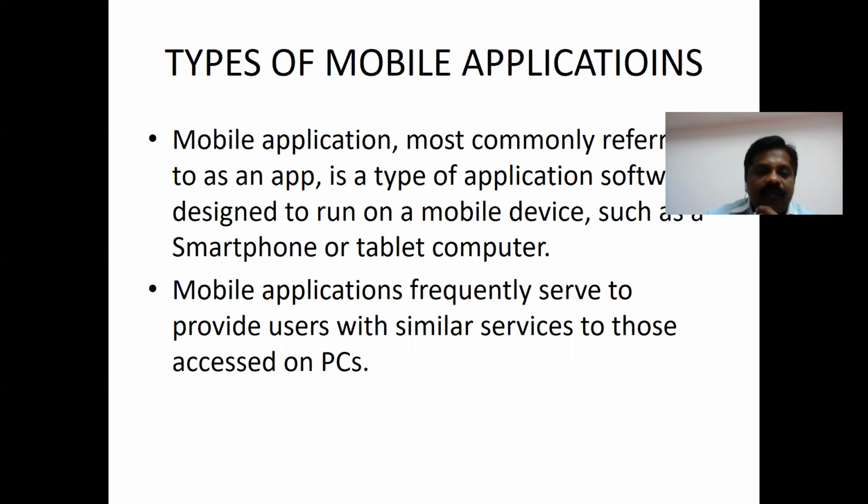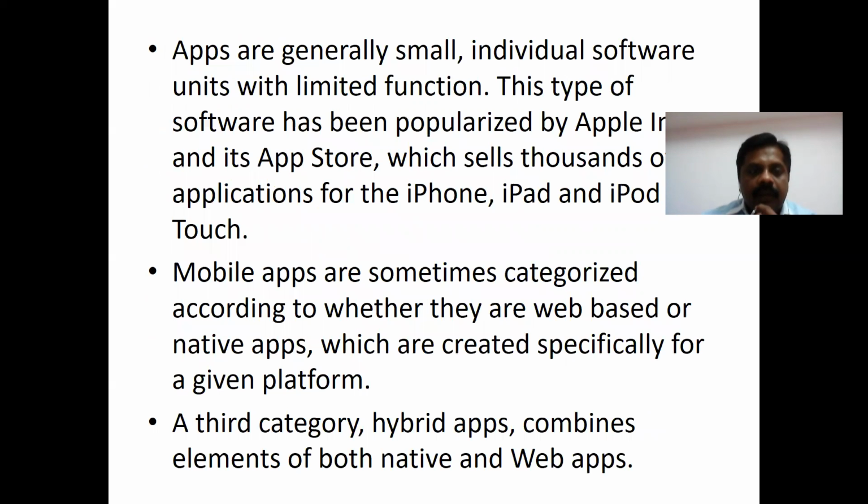So types of mobile applications. A mobile application, most commonly referred to as an app, is a type of application software designed to run on a mobile device such as a smartphone or tablet computer. Mobile applications frequently serve to provide users with similar services to those accessed on PCs. Applications are generally small individual software units with a limited function.